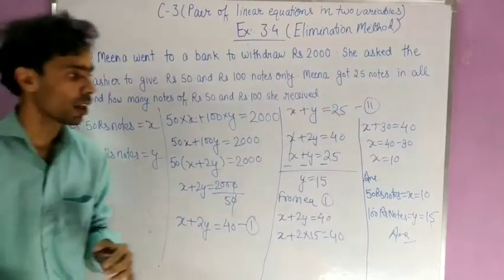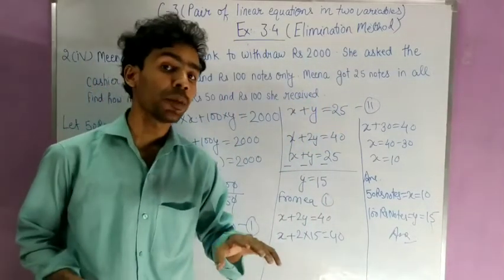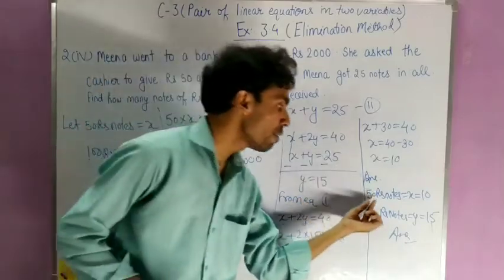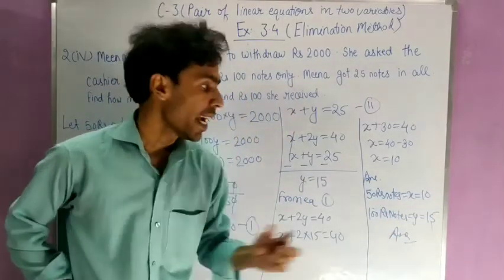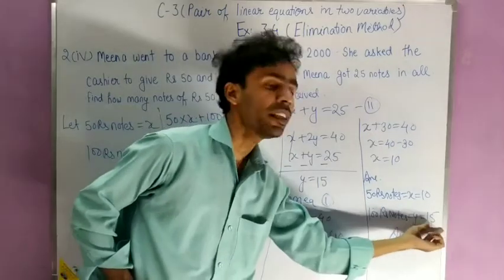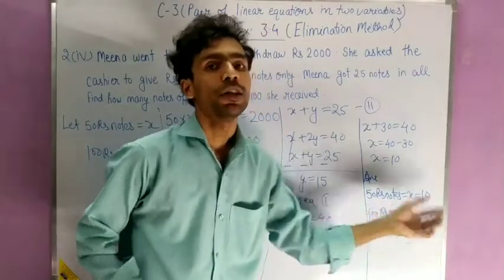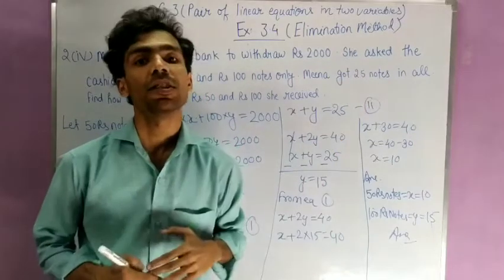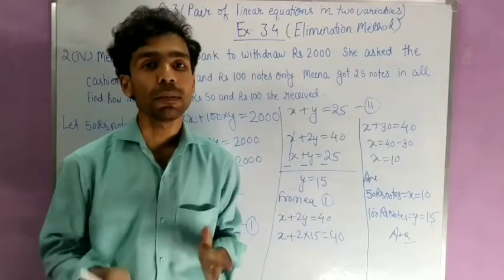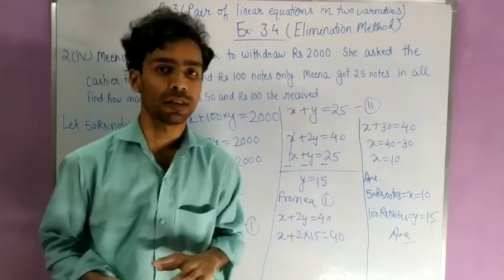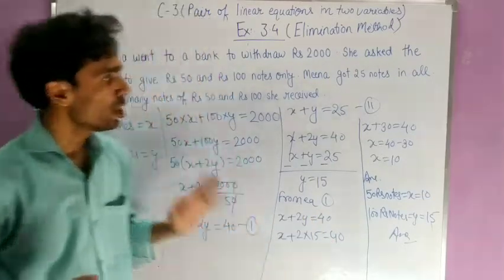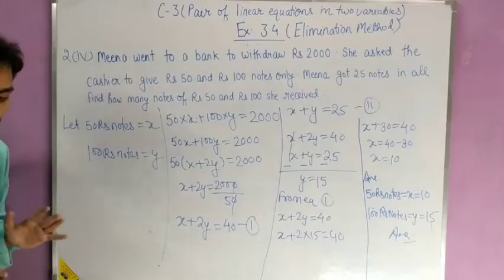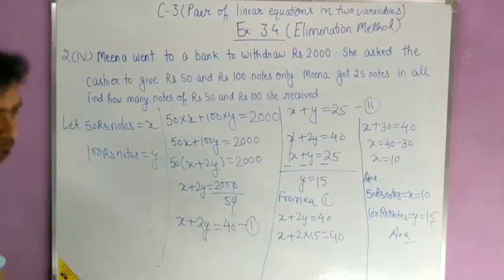Now check it. She got overall how much money? 2000, na. So when 50 is multiplied by 10, how much do we get? 500. And when 100 is multiplied by 15, you will get 1500. So 1500 plus 500, how much? 2000. And that much money she got from the cashier. So it means our solution is correct. Okay. So this is the solution of part 4 of question number 2.